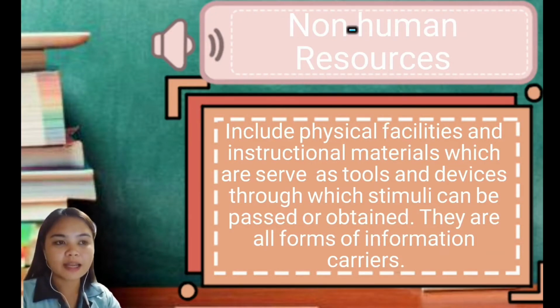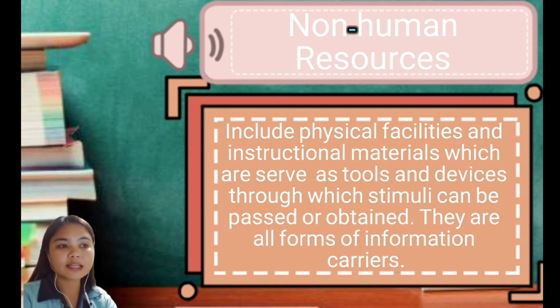Thank you, Ms. Bernales. Non-human resources include physical facilities and instructional materials which serve as the tools and devices through which stimuli can be passed or obtained. These are all forms of information carriers. These are resources that are outside of people. These are tangible things or objects that exist externally to individuals. They can be seen, experienced, and employed by people.